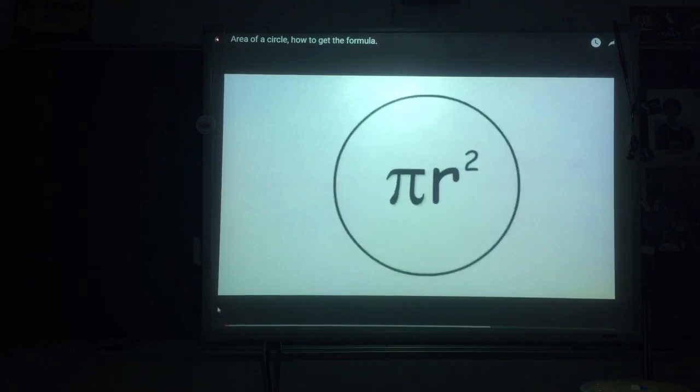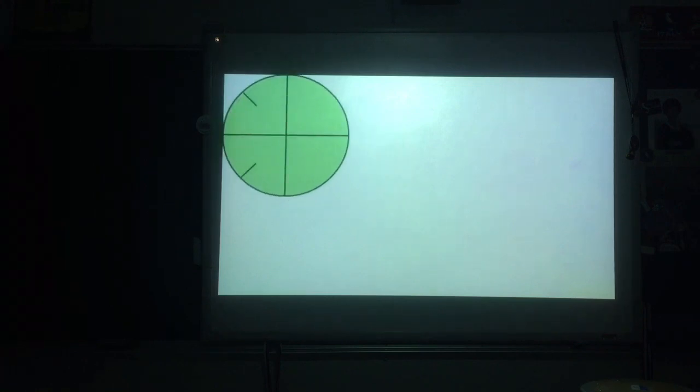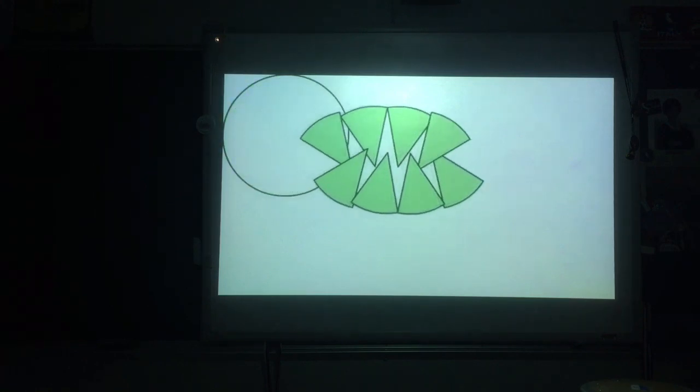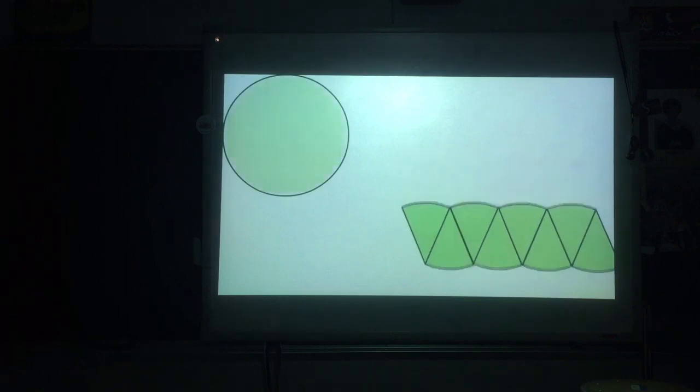Pi r squared gives you the area of a circle. But where does pi r squared come from? First, we'll draw a circle and fill in its area. Next, we'll divide it into large equal parts and arrange them in a rectangular formation. As you can see, it barely resembles a rectangle.